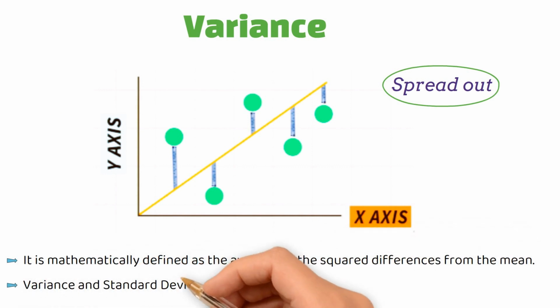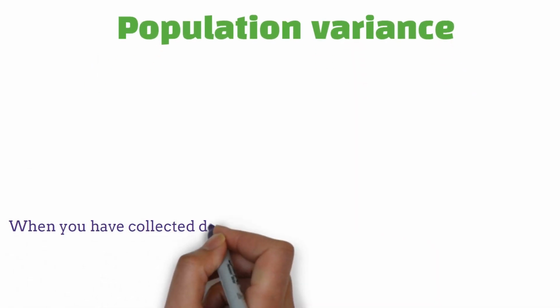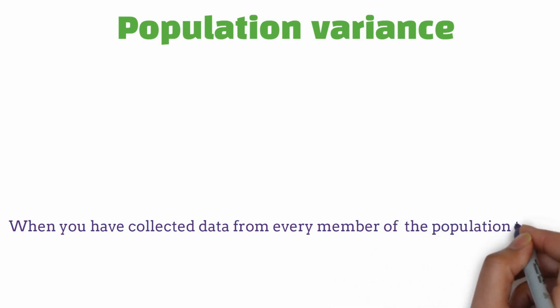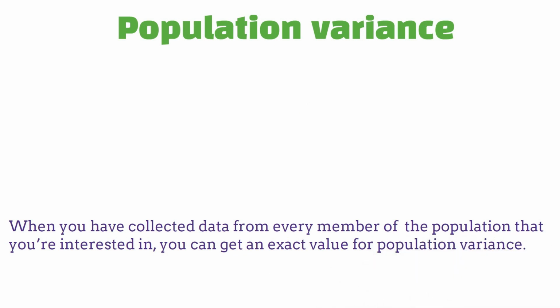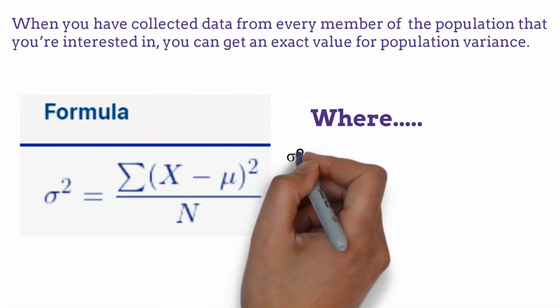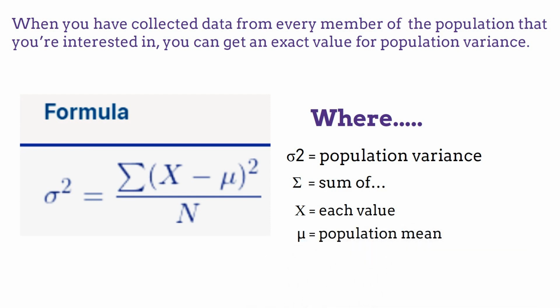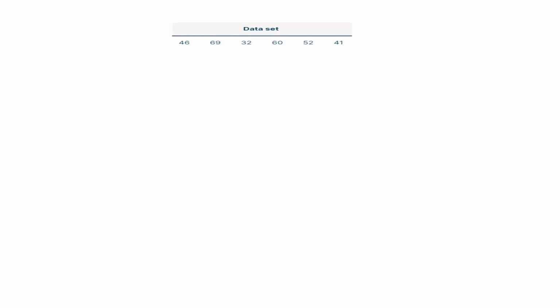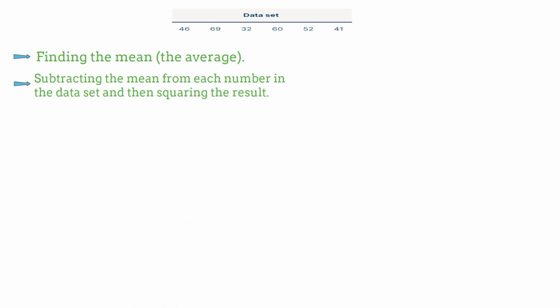Variance and standard deviation are calculated in terms of population and samples. Population variance: when you have collected the data from every member of the population that you are interested in, you can get an exact value for population variance. The population variance formula looks like this, where sigma square is the population variance, sigma is the sum of all the differences, x is each value, mu is the population mean, capital N is the number of values in the population. Finding the mean and subtracting the mean from each number in the data set and squaring the results.